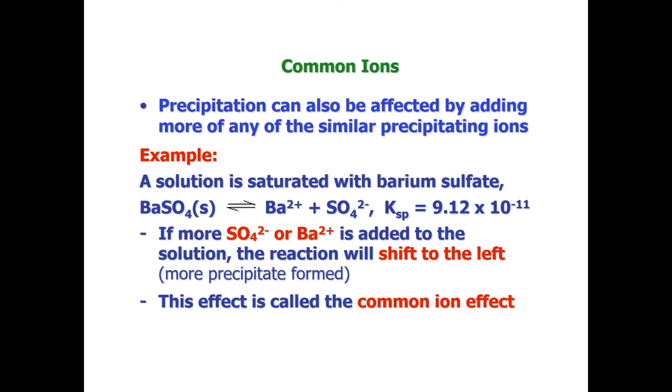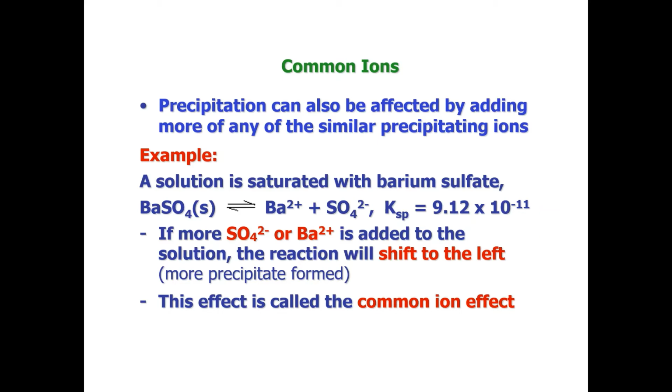There is an effect we call the common ion effect. For example, barium sulfate dissociates into barium 2 plus and sulfate. If in the experiment there is an excess of sulfate from a source other than barium sulfate, or an extra source of barium 2 plus, then based on Le Chatelier's principle, if you increase the concentration of sulfate or barium, the reaction will favor going to the left, forming more barium sulfate.